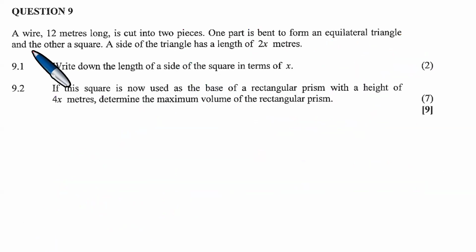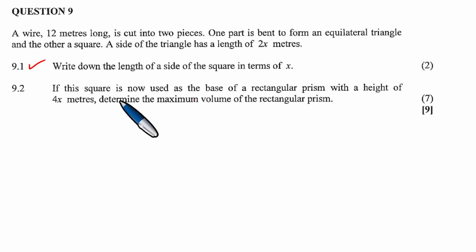Right, so at this point we have a wire. A wire 12 meters long is cut into two pieces. One part is bent to form an equilateral triangle and the other a square. A side of the triangle has length 2x meters. Write down the length of a side of the square in terms of x. And we look at that for just a beautiful 2 marks.